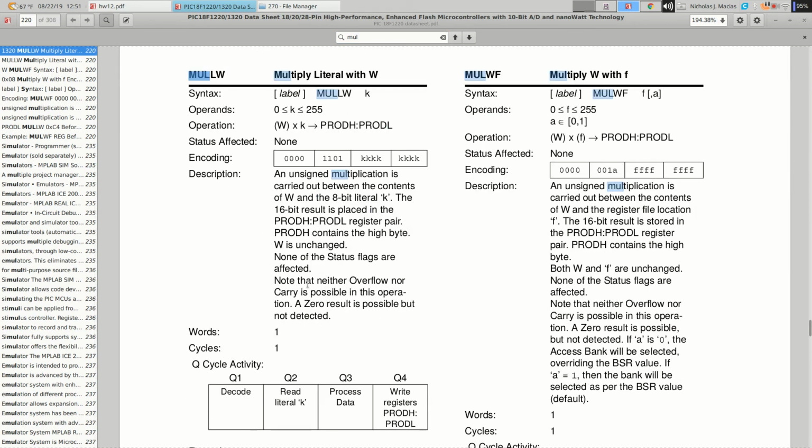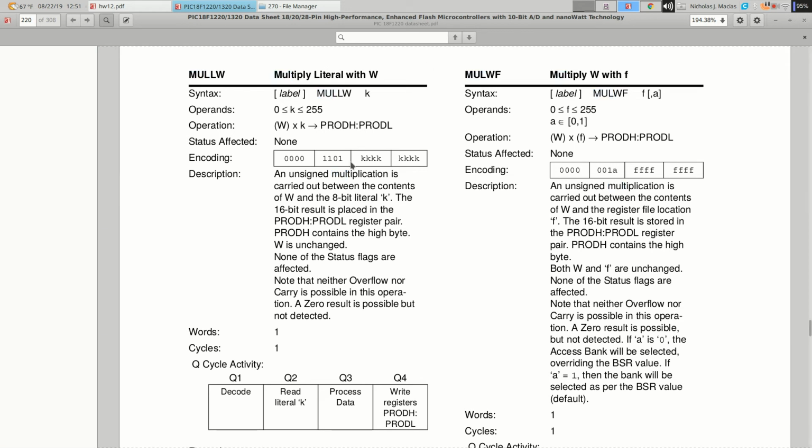So speaking of multiply, there are a pair of multiply instructions available on the PIC processor. You can say multiply W with a literal value, mul LW. It's like an add LW or an I or LW. It's just a multiply LW. It takes a literal value from 0 to 255 and multiplies W by that value. When you multiply two 8-bit numbers, you potentially get a 16-bit result. Right? It's generally something bigger than what you can fit in 8 bits.